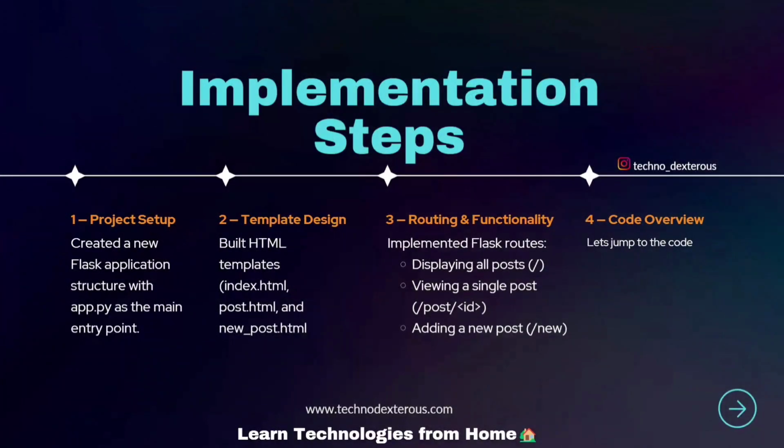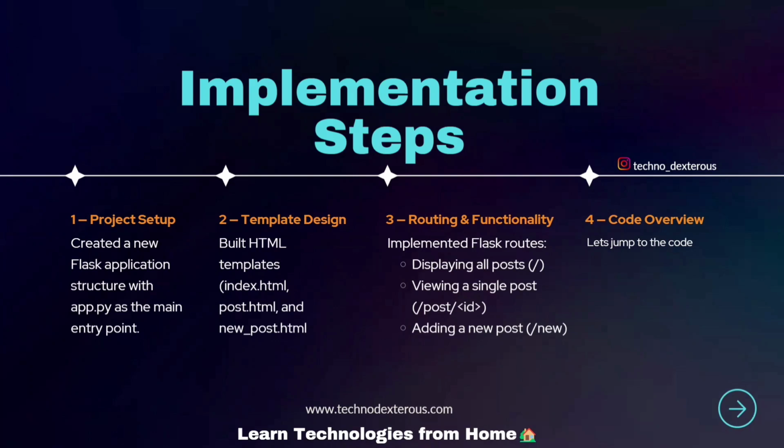These are some implementation steps that we need to follow in our project. First is project setup. I created a Flask web application structure with app.py as the main entry point. Then we build the template design: HTML templates in the templates folder. I have defined index.html, post.html, and new_post.html files. And we have defined routing and functionality also.